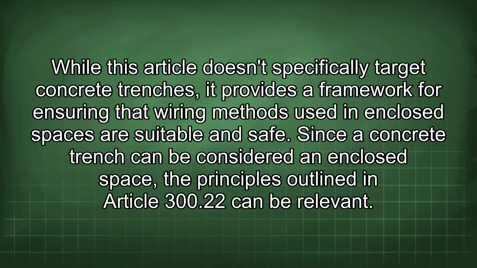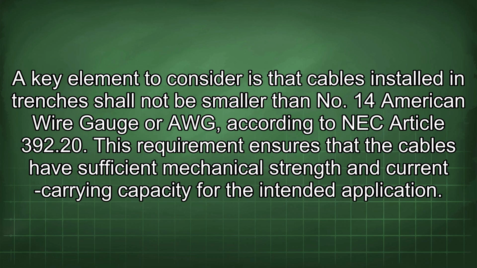Since a concrete trench can be considered an enclosed space, the principles outlined in Article 300.22 can be relevant. A key element to consider is that cables installed in trenches shall not be smaller than a 14 American wire gauge, or AWG, according to NEC Article 392.20. This requirement ensures that the cables have sufficient mechanical strength and current carrying capacity for the intended application.